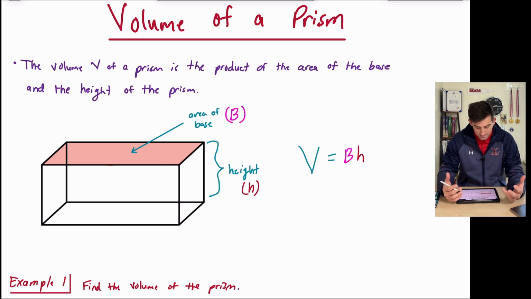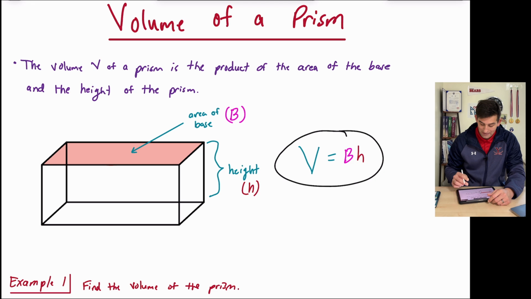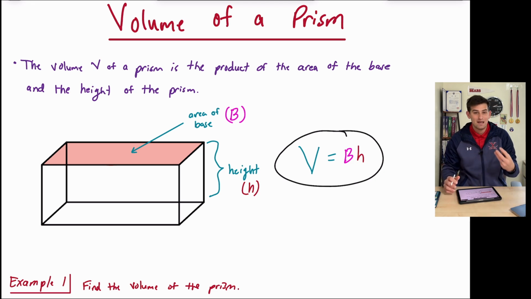It's a rectangular prism. We see the volume at the top, V, of a prism is just the product, so we're going to multiply the area of the base and the height of the prism. So we can see an equation here, V equals capital B times H.